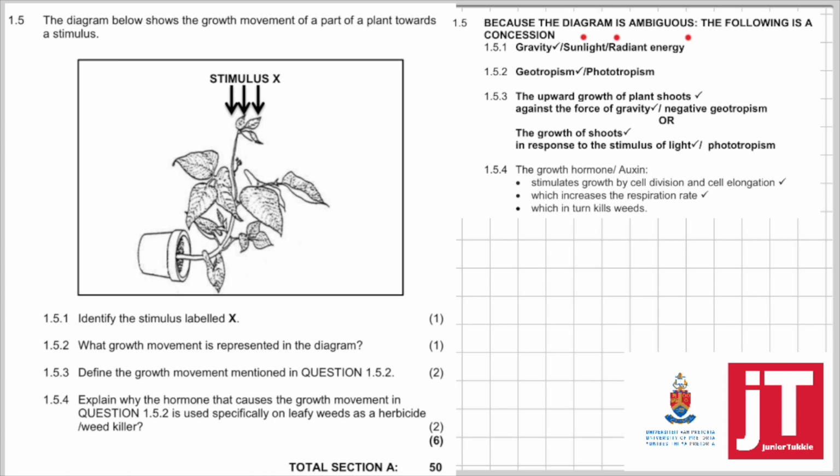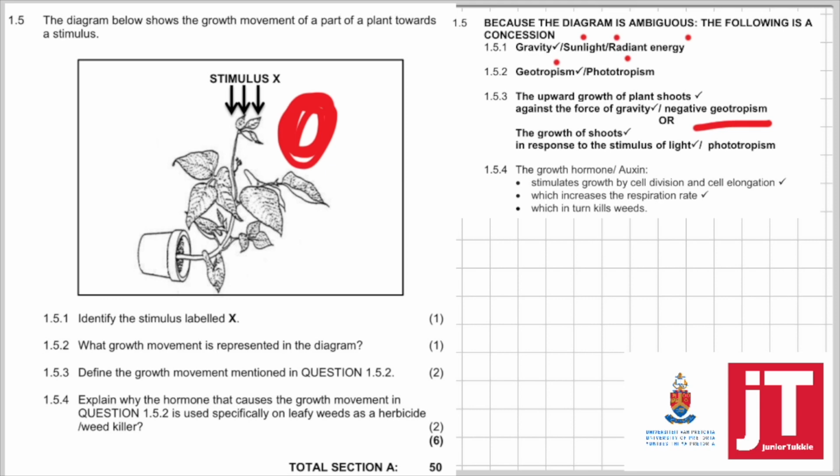Now, depending on what the learner wrote, if the learner wrote sunlight, the answer would have been phototropism. If the learner wrote gravity, the answer would have been geotropism. 1.5.3 Define the growth movement mentioned in 1.5.2. So that also depends on the learner's answer. If the learner spoke about gravity, it would have been the upward growth of plant shoots against gravity. So that's what's happening here in this picture, where the upward growth of a plant shoot is against the force of gravity. So that's negative geotropism. Or, depending on the answer of the learner, if he spoke about light, growth of shoots in response to the stimulus of light.